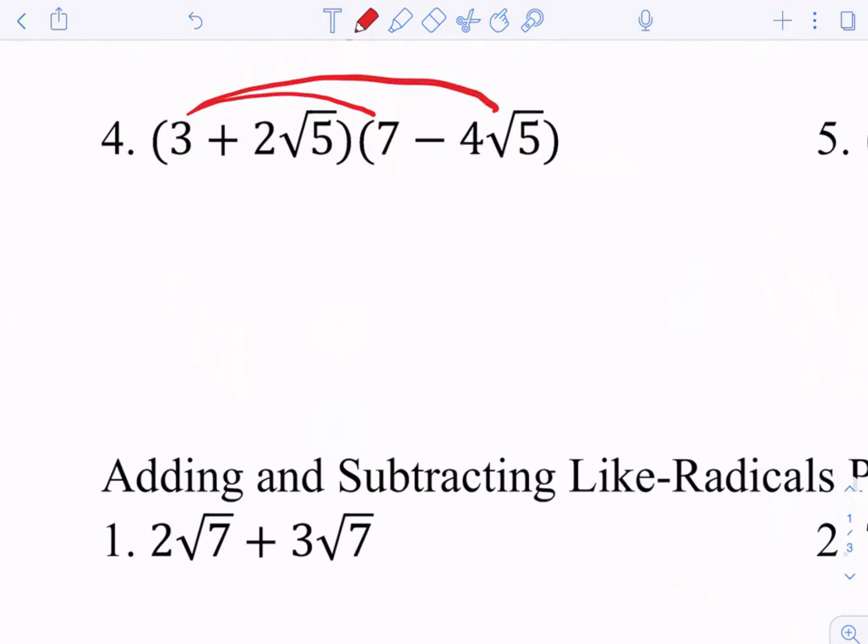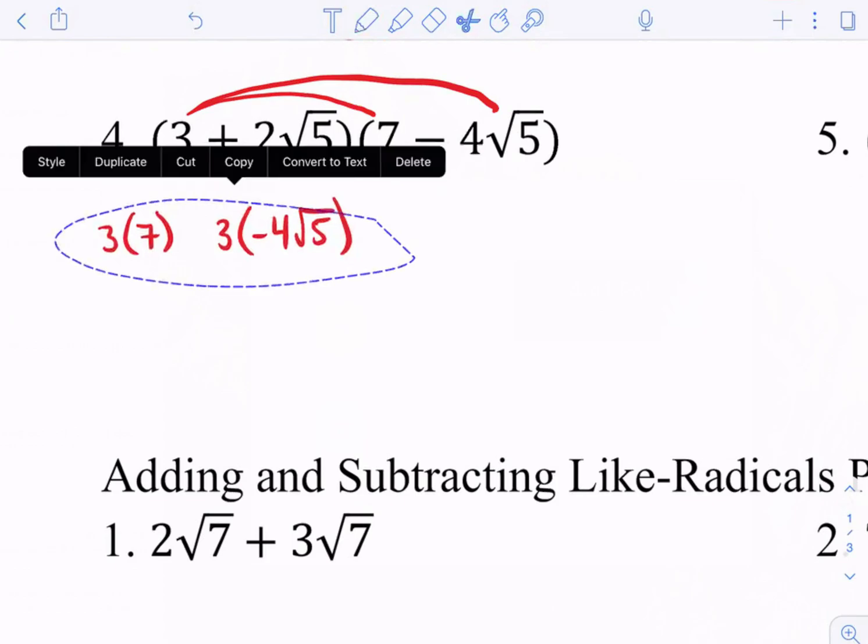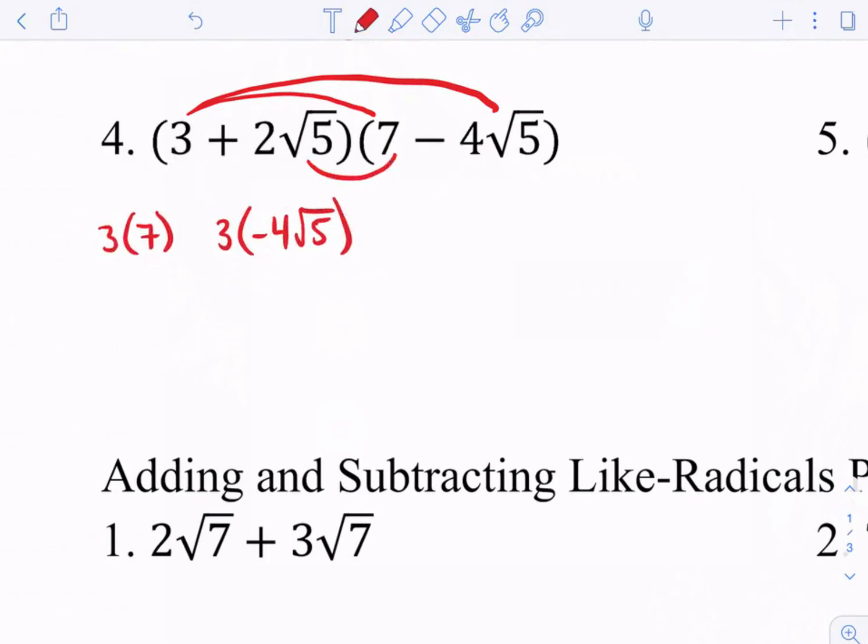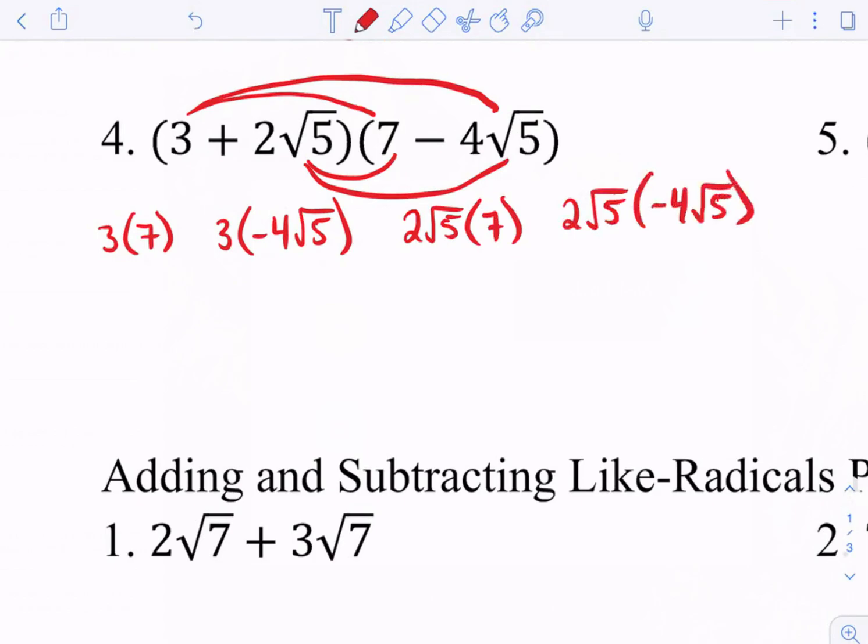So here I'm going to do 3 times 7. And then I'm going to do 3 times negative 4 rad 5. Oops, so let me move this down so I have a little bit more room. And then I'm going to do 2 rad 5 times 7. And then 2 rad 5 times negative 4 rad 5. So remember, you double distribute when you have 2 binomials. So 3 times 7 is 21.